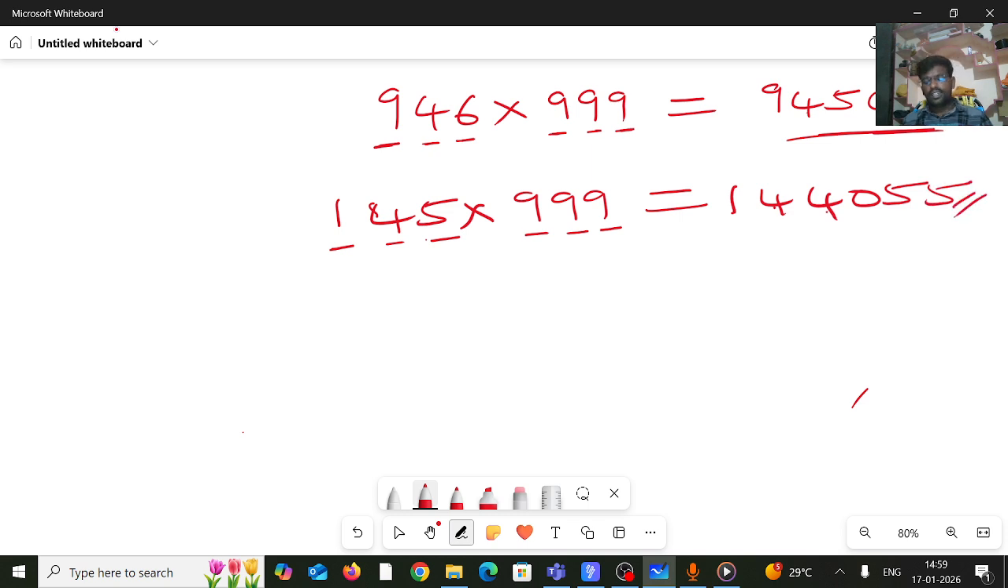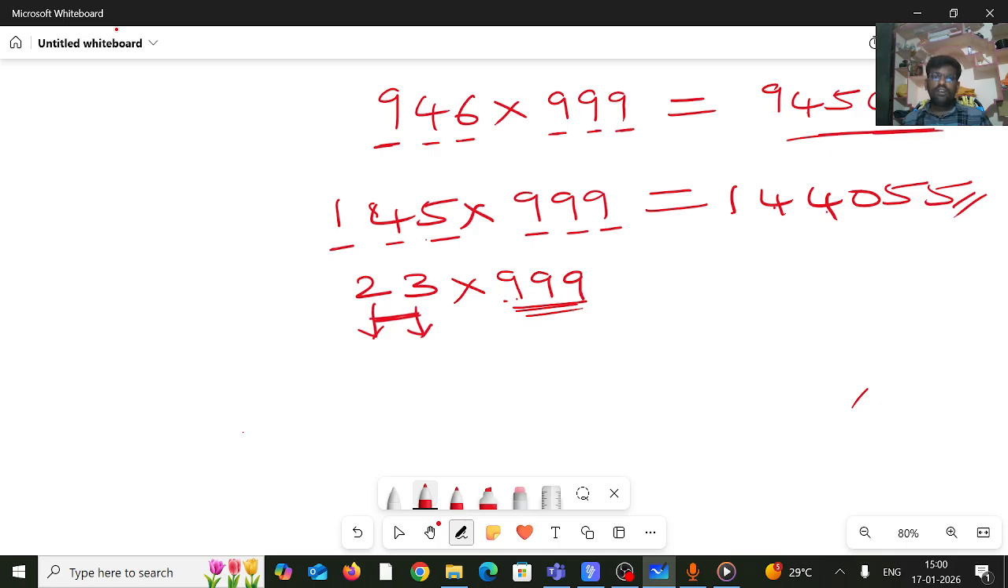And what do we do if the number of digits are not equal? We have to discuss that method also, right? Suppose 23 multiplied by 999. Here the number of digits are not the same. Here how many nines are there? 3 nines. 1 2 3. How many digits are there in the previous number? 2 digits, right? And observe here carefully.